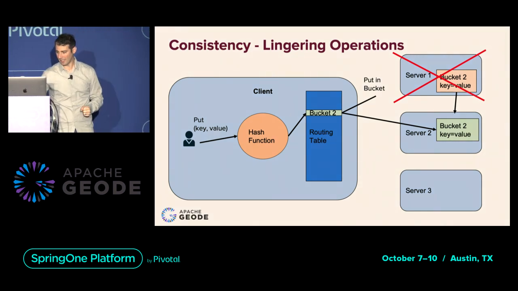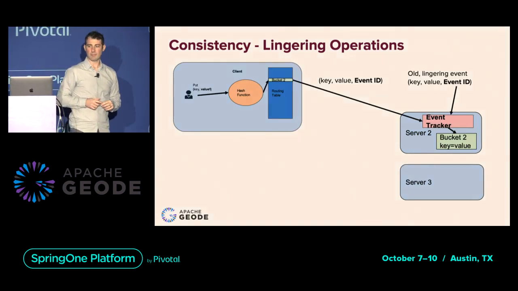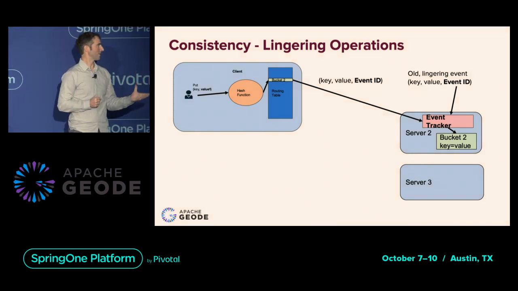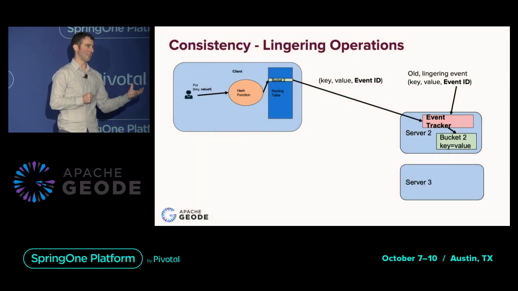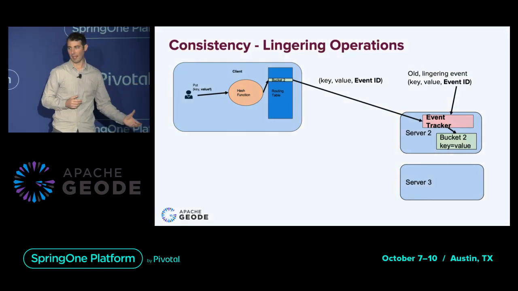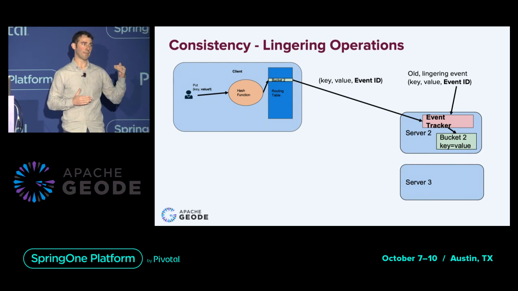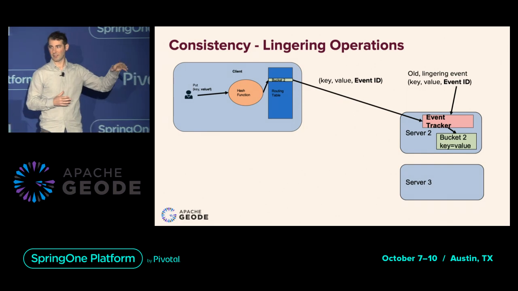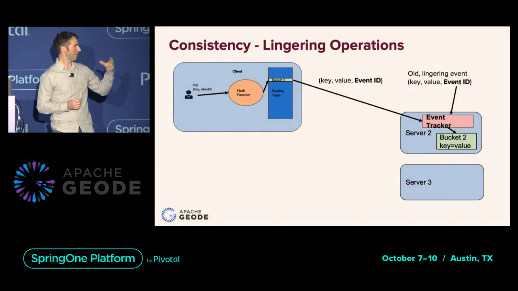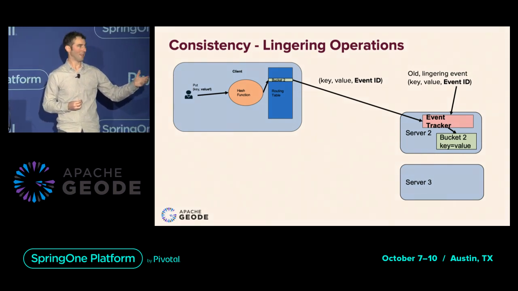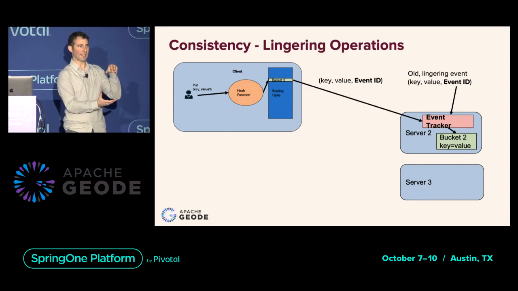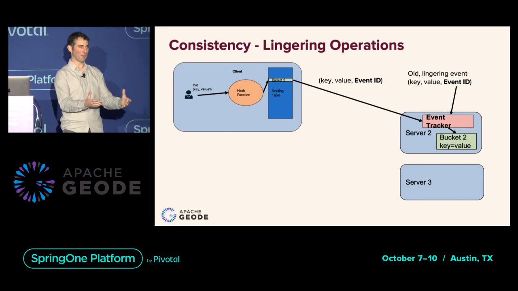And so the way we get around this is we have this concept of an event ID. Every operation that starts from a client gets an event ID associated with it, and when it's retried, it's retried with the same event ID. So if we have this old lingering operation floating through the system, it has this old event ID associated with it, and we have an event tracker that can discard it and say, I've already seen this event, I don't have to do anything with it. So I won't apply an old event and go back to an old state of the system.